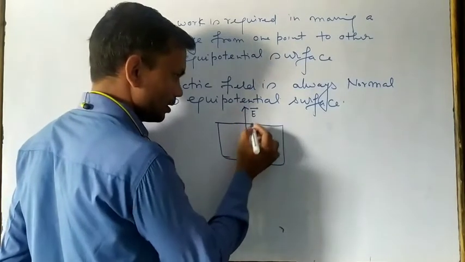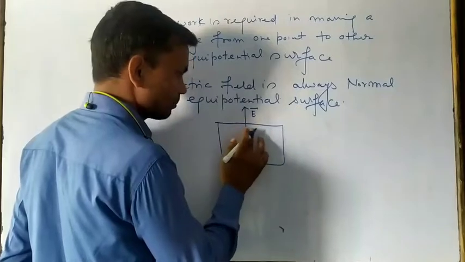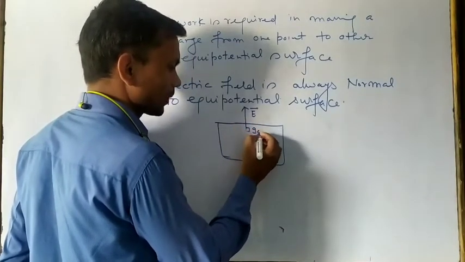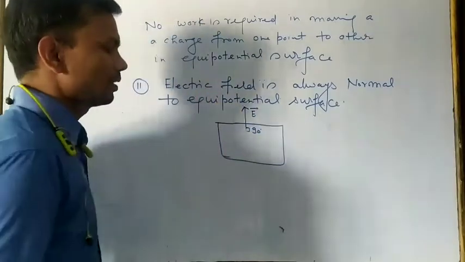This is the suppose vector E. This is always normal to that surface, means it is making the 90-degree angle. Means this is what? 90-degree angle. This is the next property.